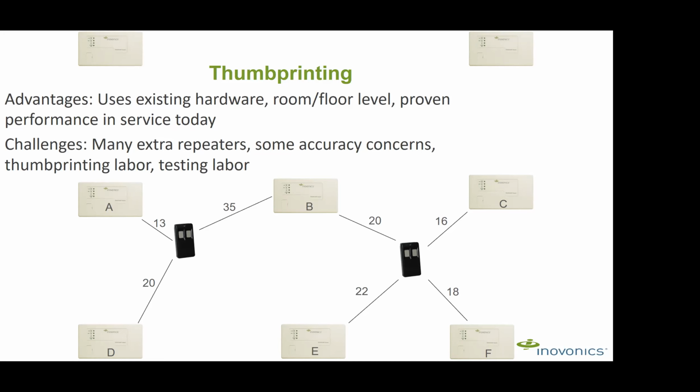The challenges: a lot of extra repeaters, some accuracy concerns, especially because the thumbprints are based on signals taken at the time of installation. For the most part, those profiles are to a certain extent reproducible, but there is quite a bit of labor in thumbprinting and testing. And if there's a significant change to site configuration physically, you would have to redo some thumbprinting. But like I said, this is still used for the most part in our senior living line of business today.